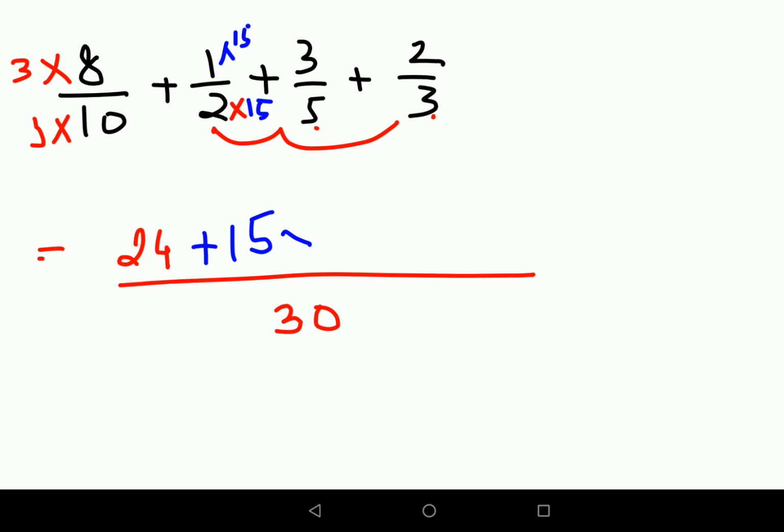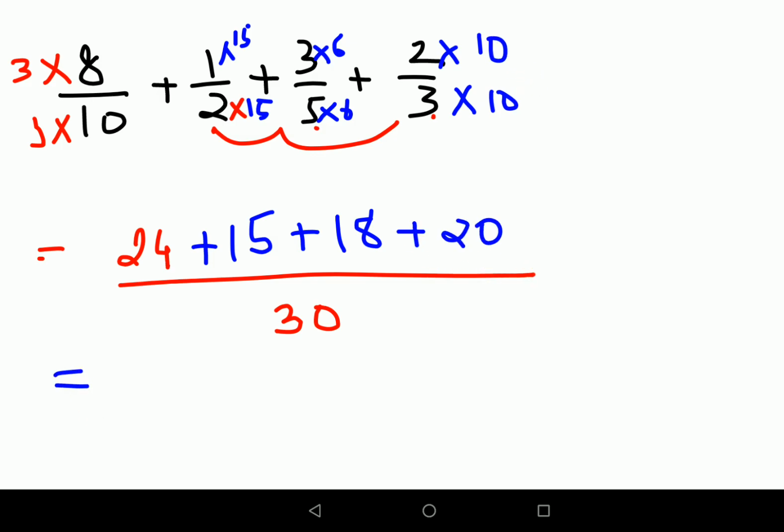Then you will have to multiply with what? 5 with what to get a 30? You will have to multiply by 6. So here also you will multiply by 6. So you will get 18. Here you will multiply by 10, and here also you will multiply by 10. So you will get a 20.